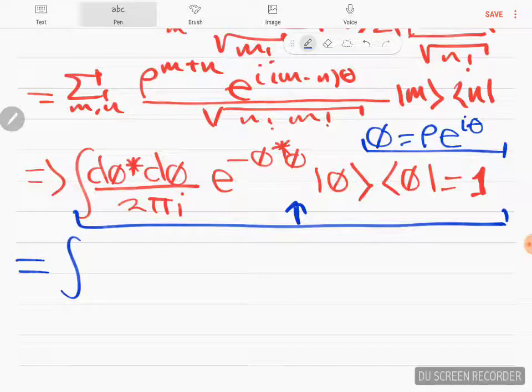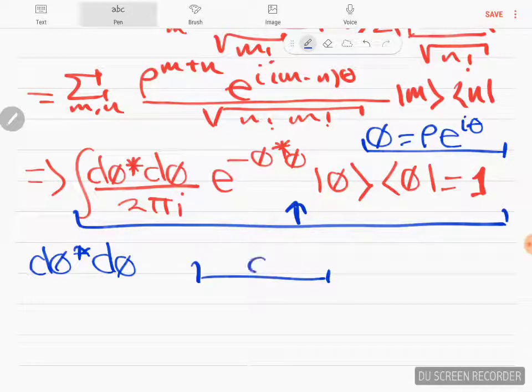So first of all, we can say that phi star d phi is equal to rho. No, just a minute. I think I should do something before moving forward. We should express this differential, d phi star d phi, in terms of something that depends on d rho d theta. This is an important step.